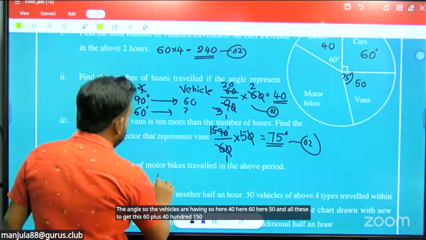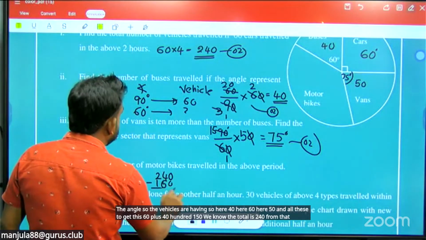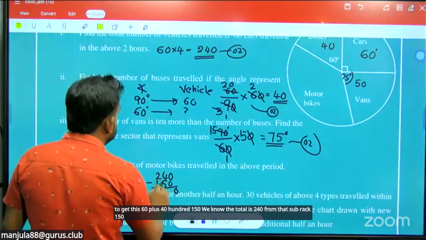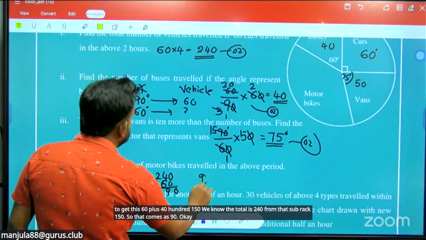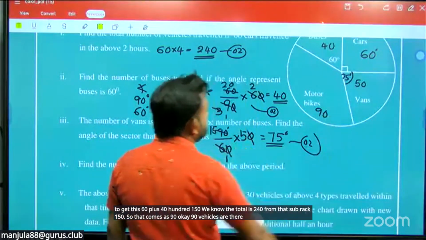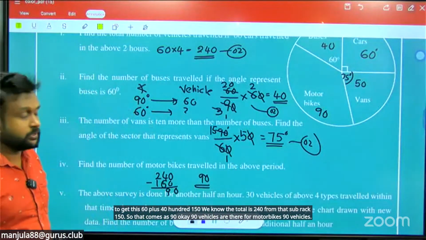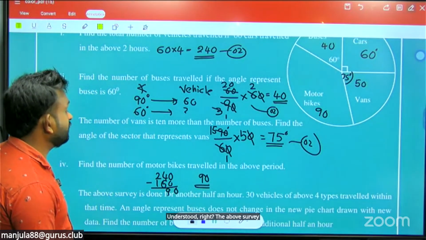We know the total is 240. From that subtract 150. So that comes as 90. Okay, 90 vehicles are there for motorbikes. Understood? Right.